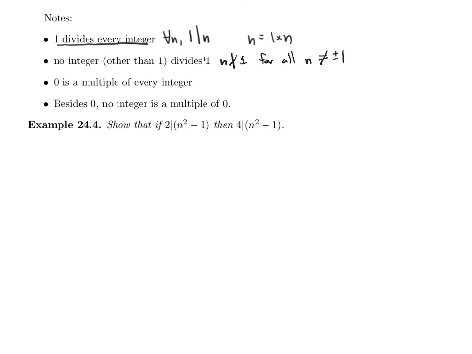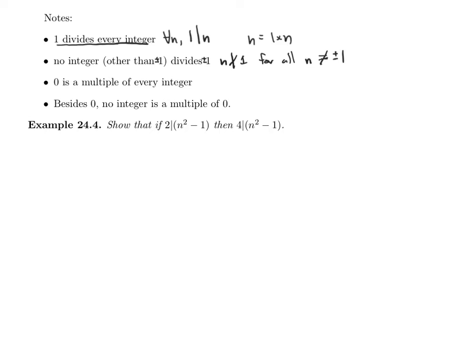Maybe I'll put a plus minus here. And same here. Okay. So 1 divides everything, but is divisible by basically nothing.